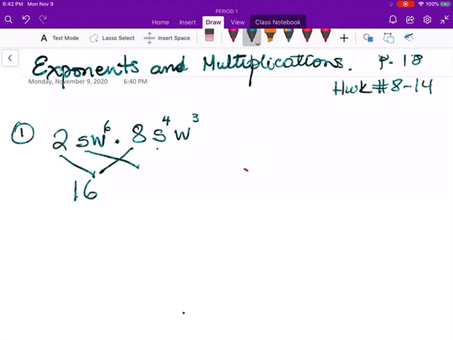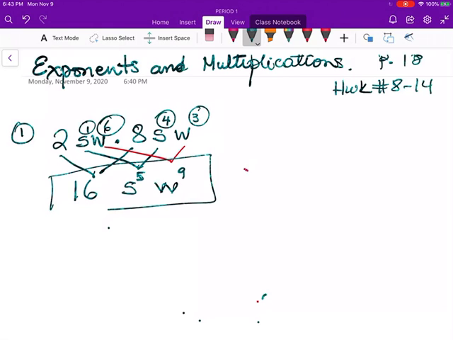Then we put the variable s together. Remember, there's an invisible one. This is multiplication, they're all in one line, so all you have to do is keep the base and add the exponents. So 1 plus 4 is 5. And then we put the w's together. We have 6 here and 3 here, so we get a total of w to the power of 9. We add 6 and 3. Okay? Make sure you copy that.